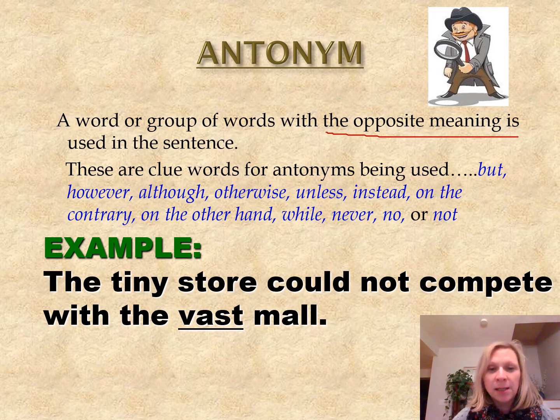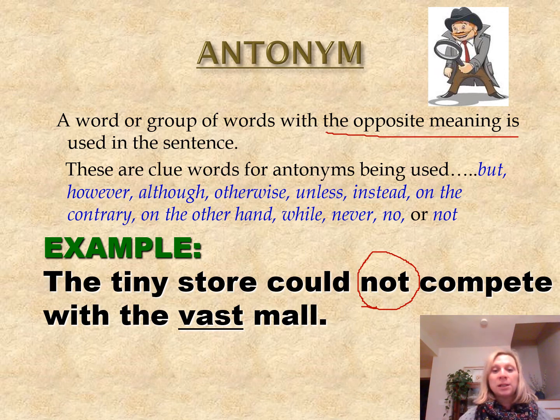So it says, the tiny store could not compete with the vast mall. So here's my clue, not. Okay, so I know it's talking about vast and mall, and then that they're comparing it or thinking about a tiny store. So I know what tiny means. Tiny means small. So that small store couldn't compete with the vast mall. That must mean that vast means big, the opposite of tiny.